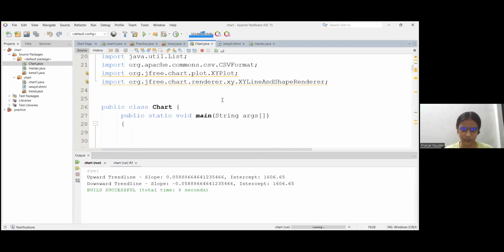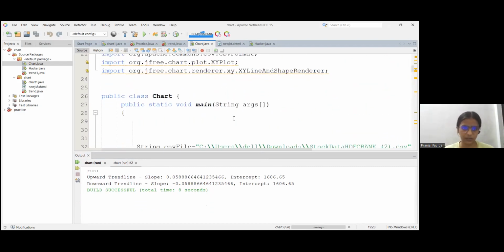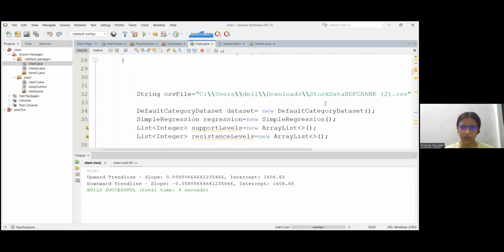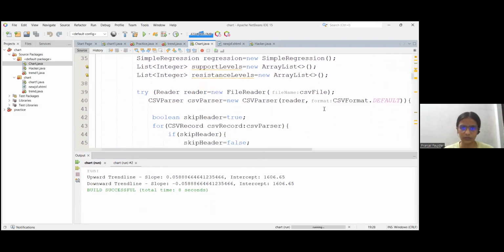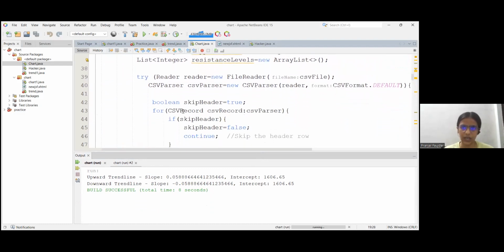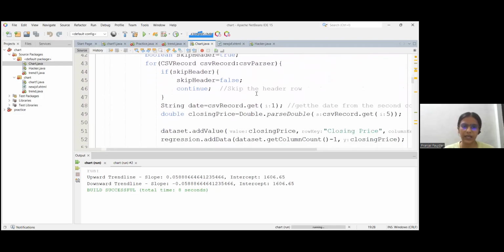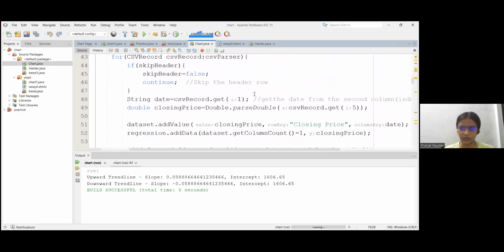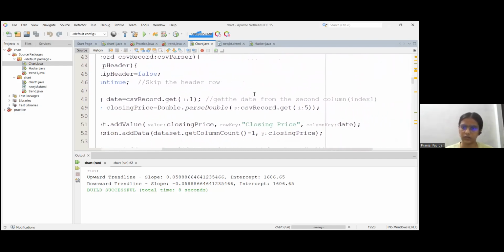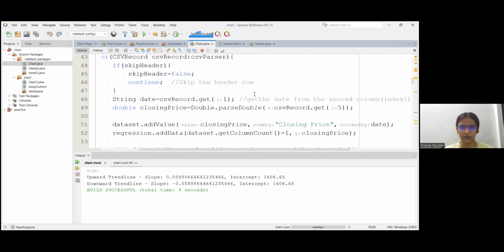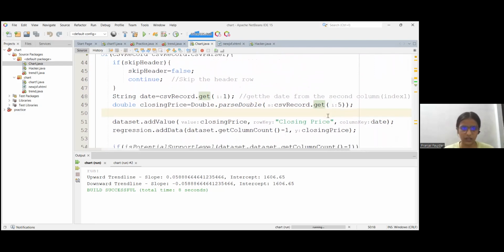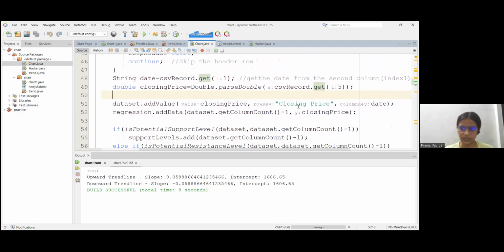Next is the function. We have our main function, public static void main, where we import our file. Under the try catch, we have read our file using CSV parser and file reader. Here we have provided the index for which I have plotted the trend lines. I have provided index 5, so index 5 in our data set is for closing prices.